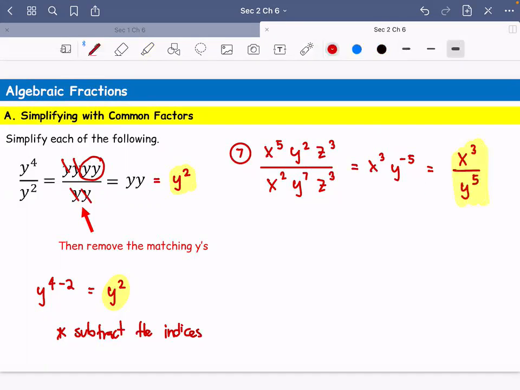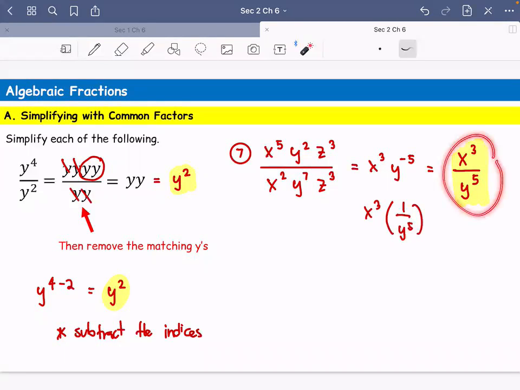Again, the longer way of writing this is x cubed times 1 over y raised to 5. This is the right way. But this is the final answer, because when you multiply this, you will get this, right? Because x cubed times 1 is x cubed, and then 1 times y to the 5. So just that.